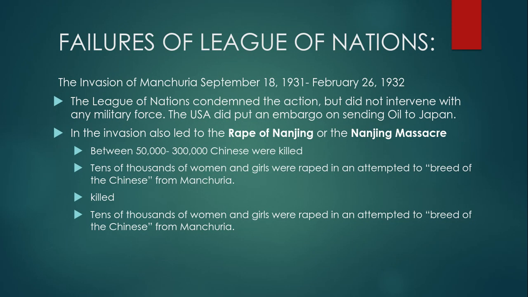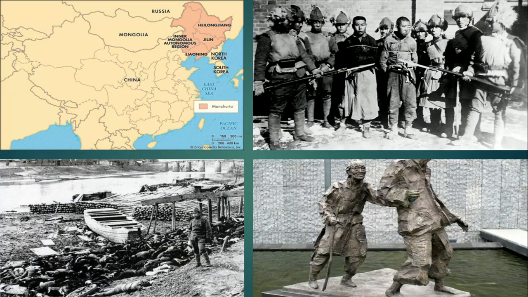The invasion also led to the rape of Nanjing, or the Nanjing Massacre. Between 50 and 300,000 Chinese were killed here. Tens of thousands of women and girls raped in an attempt to breed the Chinese from Manchuria. So here you can see what part of China was invaded. Just some pictures from this time period.